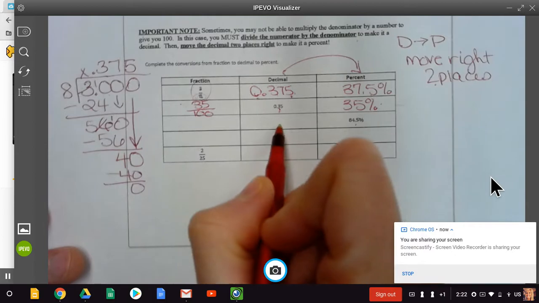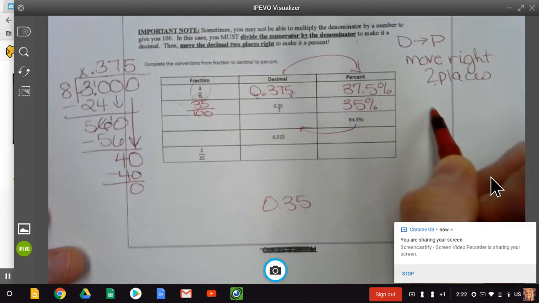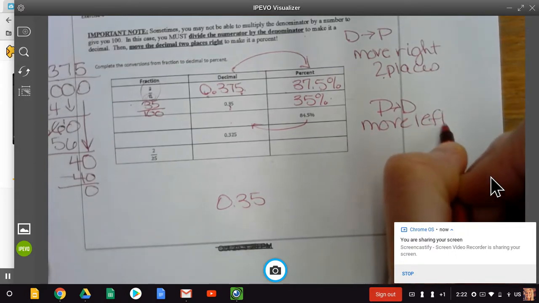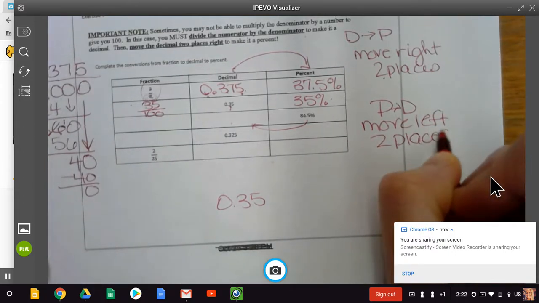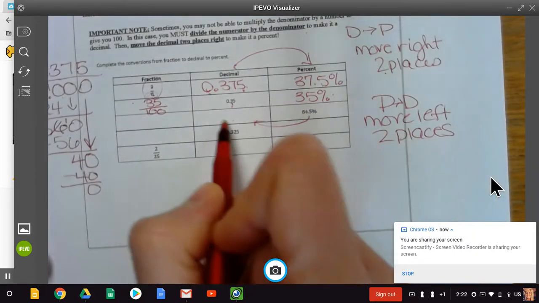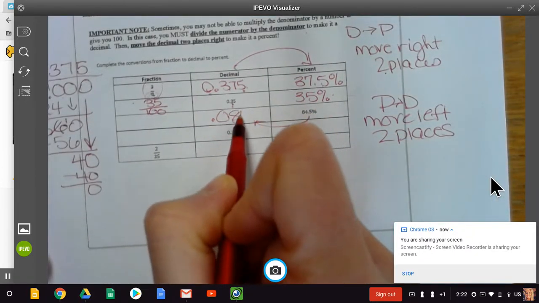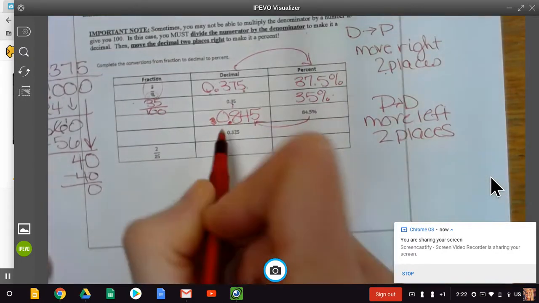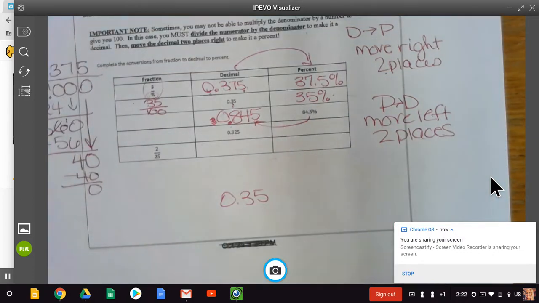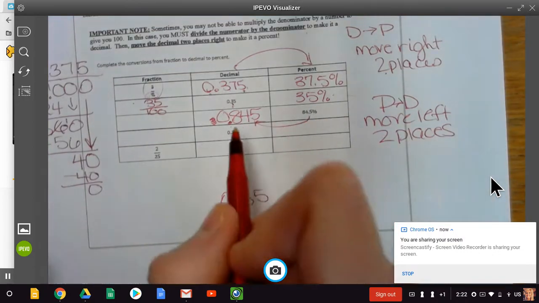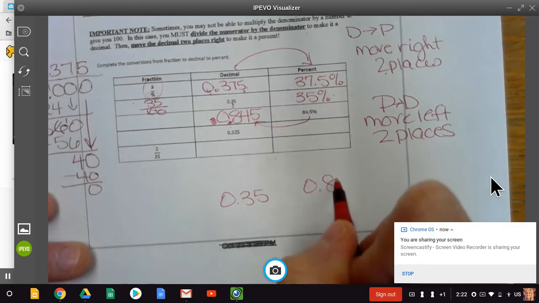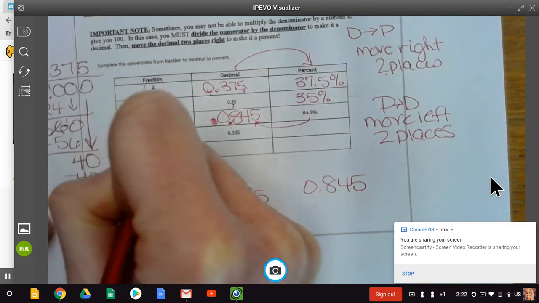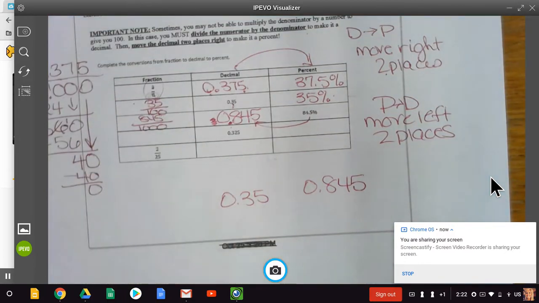Now I have the percent and I'm going to the decimal. Now when you go from a percent to a decimal, that's backwards. So you're going to move left 2 places. You're dividing by 100. So you're getting smaller. The decimal will be 0.845. 845 thousandths. Now, when I read that, you noticed that I said 0 and 845 thousandths. That means I'm going to put 1,000 underneath this number. And that's how I would write that.